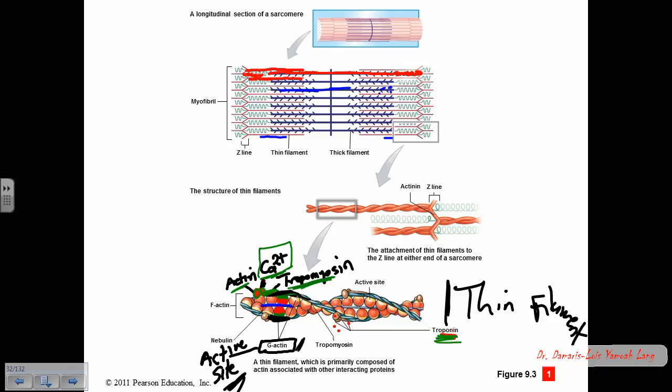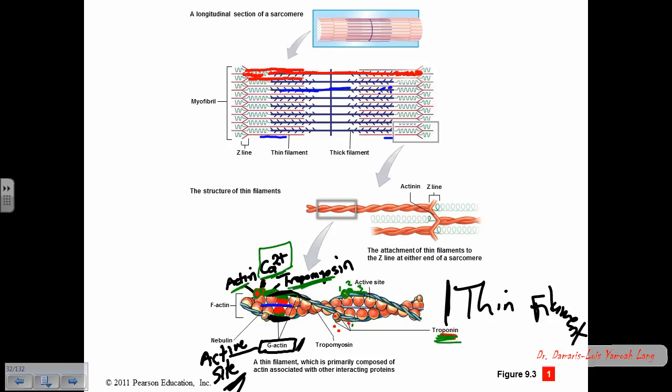Okay, because the troponin has three parts. Okay, 1, 2, and what? 3. Are you with me? Let me make it 1, 2, and 3. Number 3 is attached to what? The tropomyosin. Do you all see that?